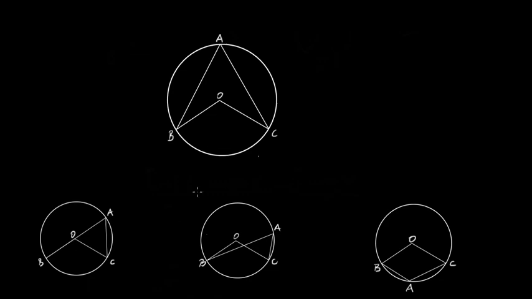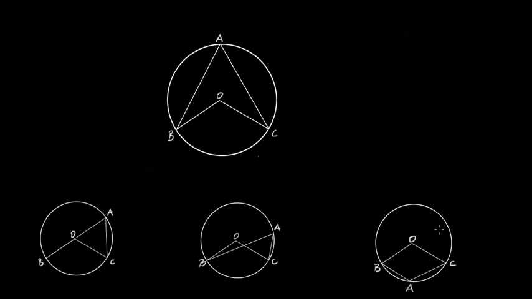If we further move point A such that it's now here, then the diagram will be looking like this one over here. Even here, the angle at the center is 2 times angle at the circumference. Another representation is this one. The last representation is this one. You need to be careful with this one.